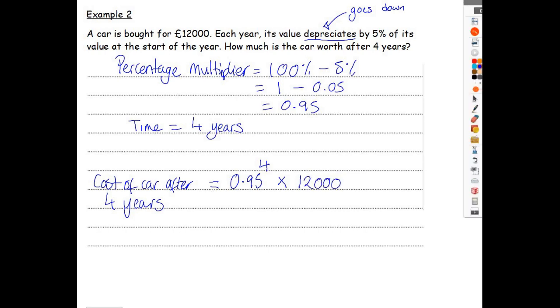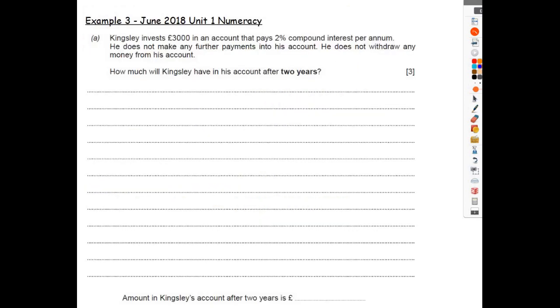So type that into your calculator and you should get an answer of 9,774.075, which is going to be in money, so we need to round to 2 decimal places: £9,774.08. Just make sure that you have answered the question and then you're done. So on to the next question.